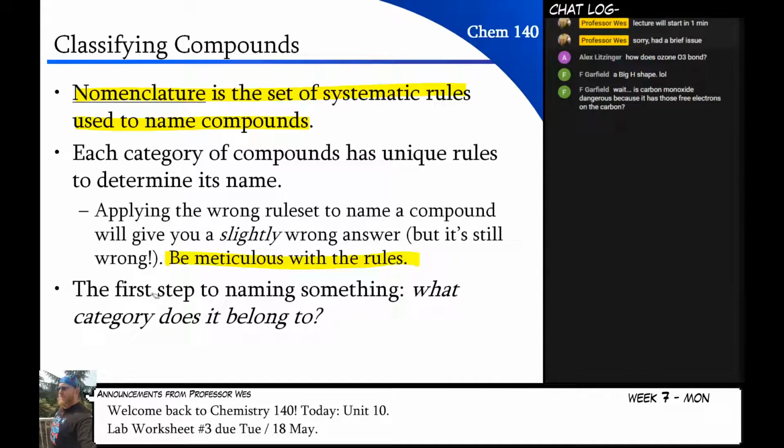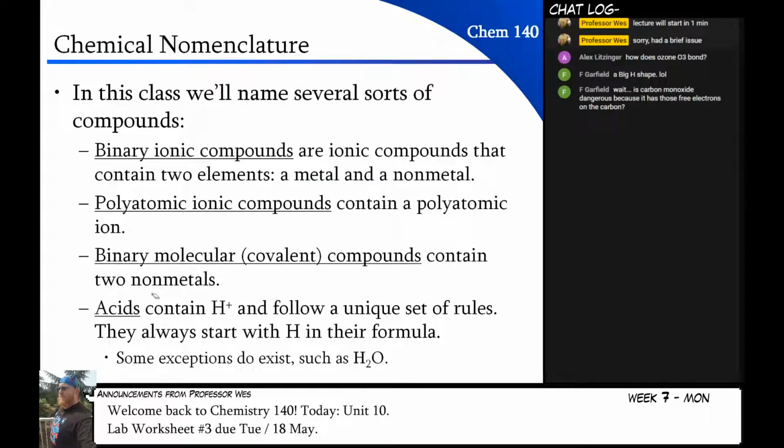So let's start here. What category does the thing I am looking at belong to? Because it's going to fall into one of these categories. Now, these first two are the same category. There's just a little bit of a gimmick involved that we'll mention when we get there. So this is the ionic category. If something is ionic, it contains a metal and a non-metal. Now, it may also contain a polyatomic ion.